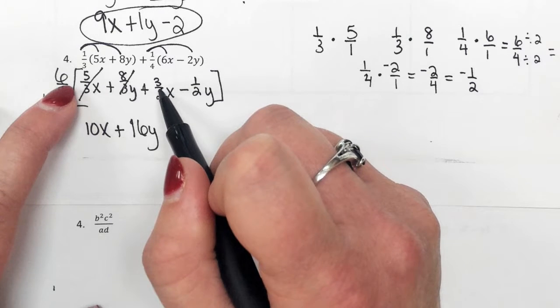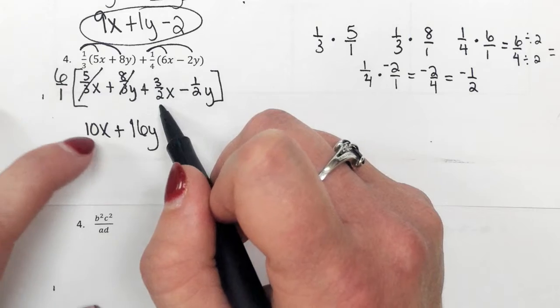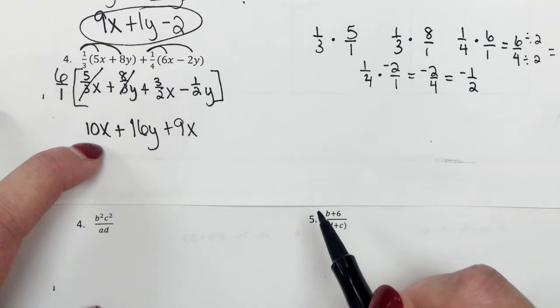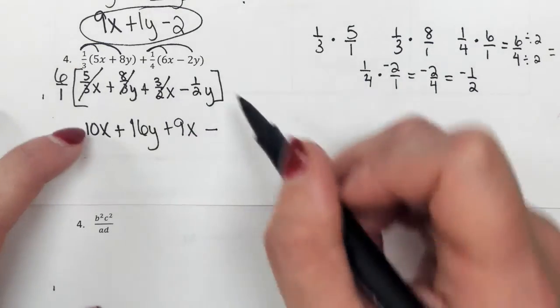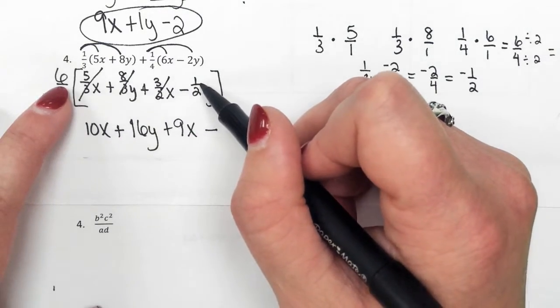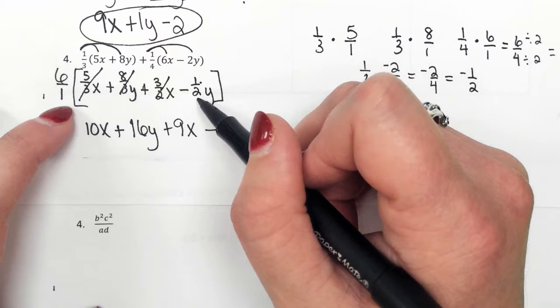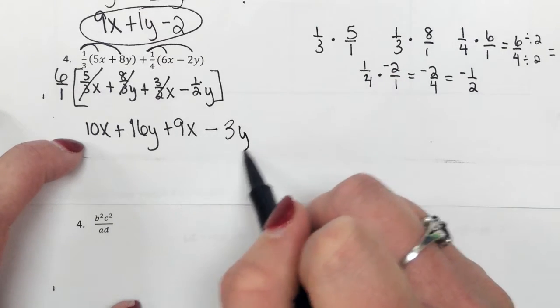What's 6 times 3? 18. On the bottom, I would get, 18 over 2 is 9. All right, last one. Here we go. What's this one going to give me? 6 over 2. And what's 6 over 2? What's 6 divided by 2? 3y. There you go. One last step.